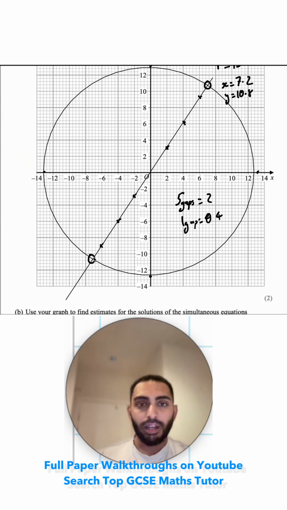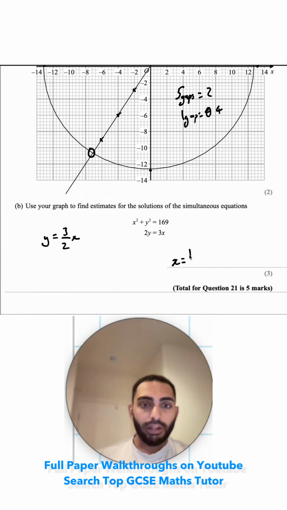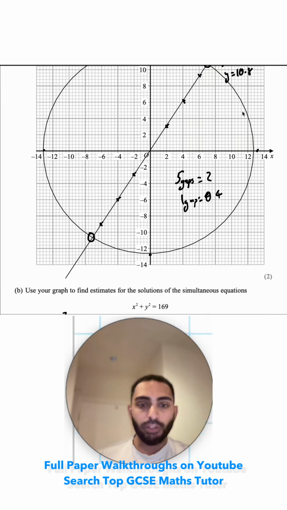And if I take a look at this coordinate, it's the same, but it's just negatives. My x value could be positive and negative 7.2, and my y value would be positive and negative 10.8.